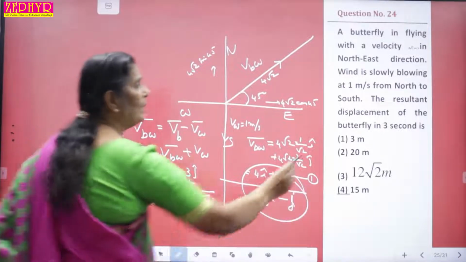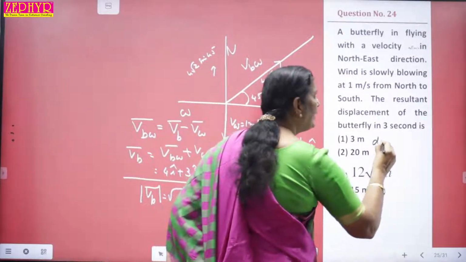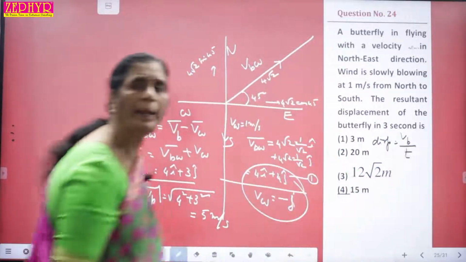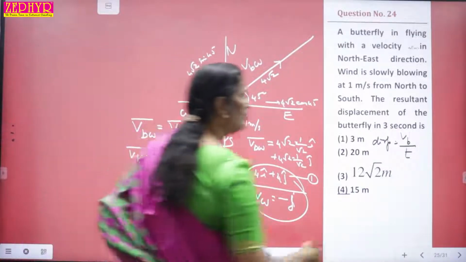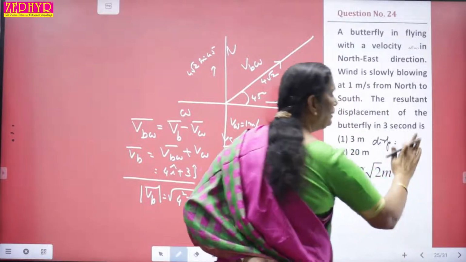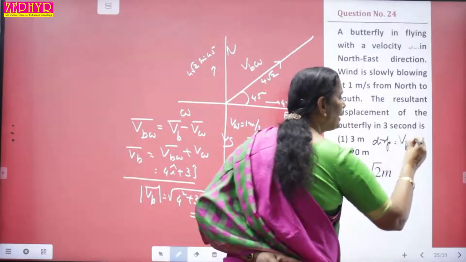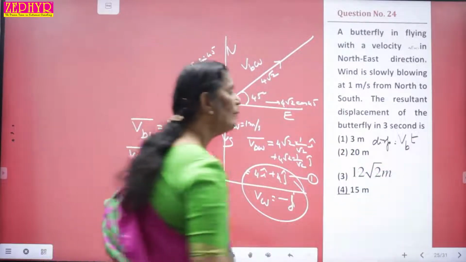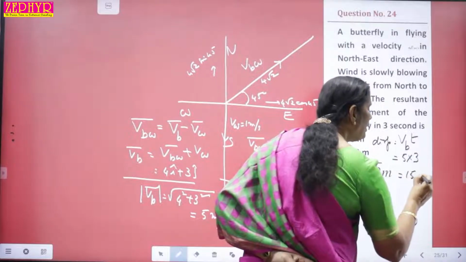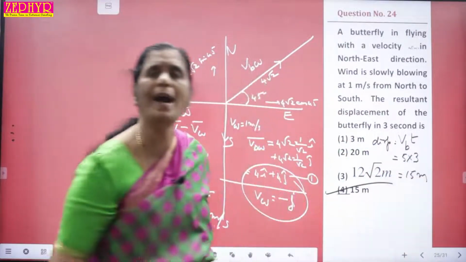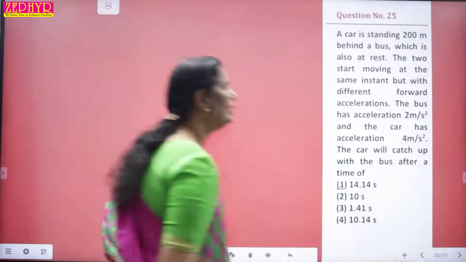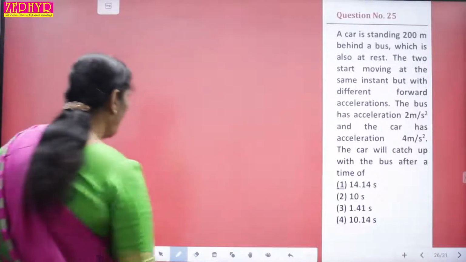They want the displacement. So we know that displacement is equal to velocity of the butterfly into time taken by the butterfly. Velocity of the butterfly is nothing but 5, so 5 into 3. 5 into 3 is nothing but 15 meters. So 15 meters will be the answer. So the velocity of the butterfly we have to find out. Yes. Next. These are very simple questions.